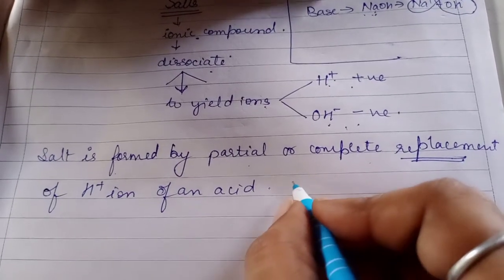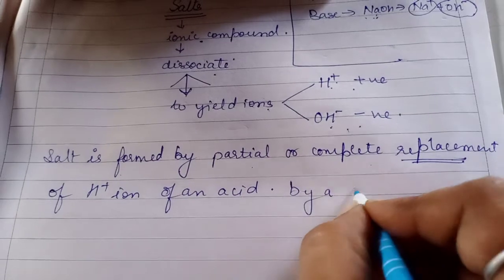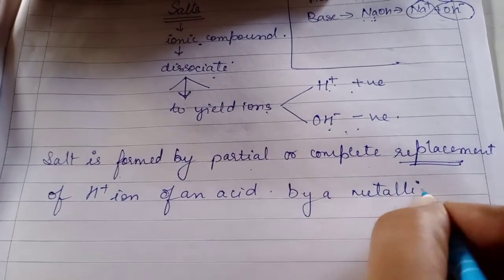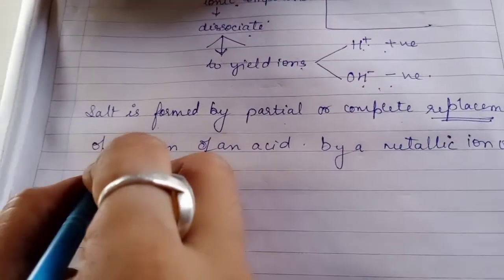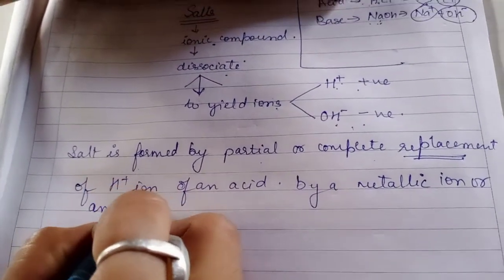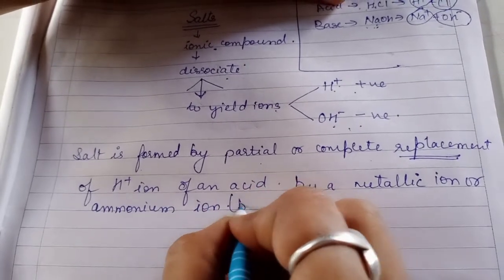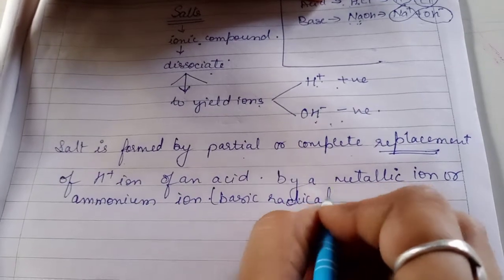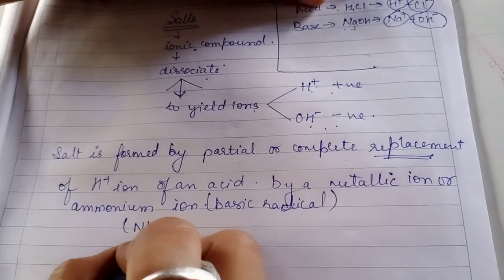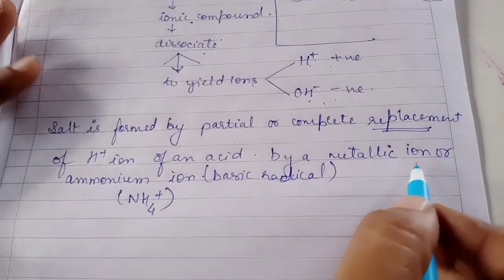Now who will replace this H plus ion from the acid? A metallic ion or ammonium ion. Are you getting? That is your basic radical. Ammonium ion is a basic radical. And its formula is NH4 plus ion. Yes or no? Are you getting?